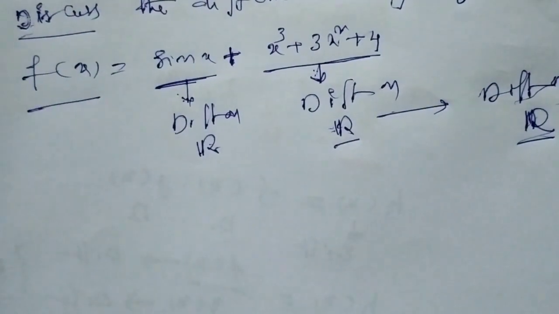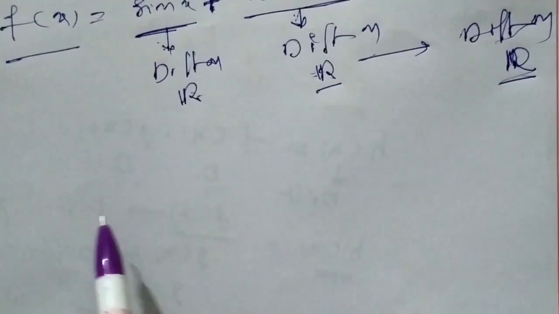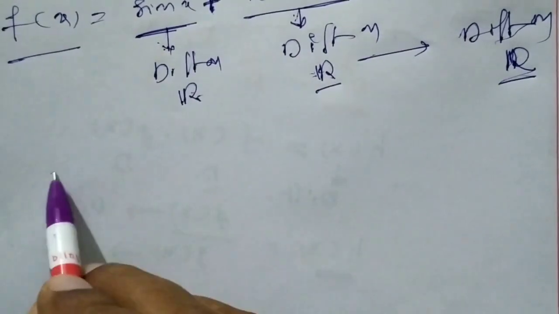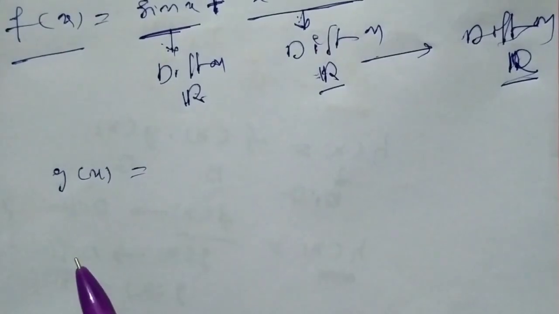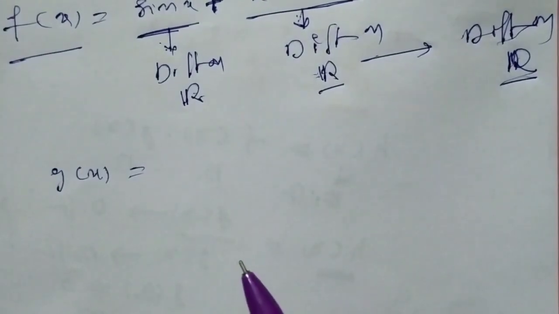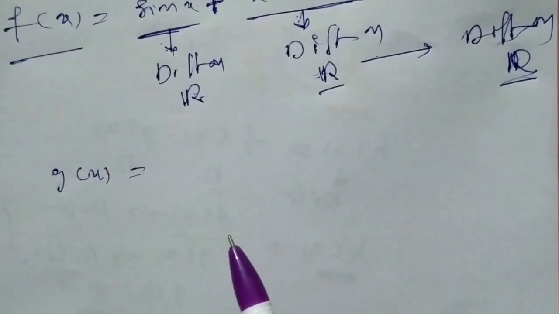Let's try the second example. Suppose the function is g of x is equal to cot inverse x plus 2 power x. That is also a differentiable function plus a differentiable function, which means the resulting function is also a differentiable function.